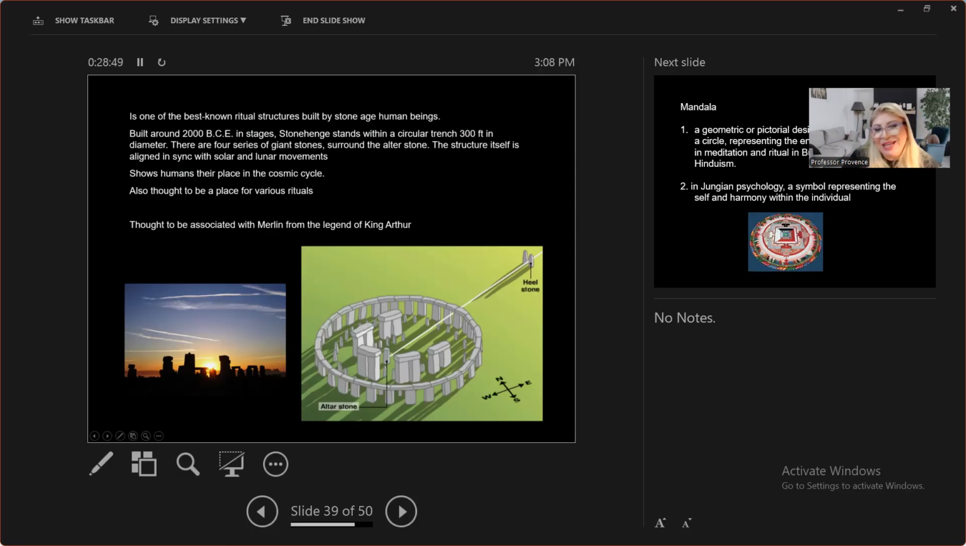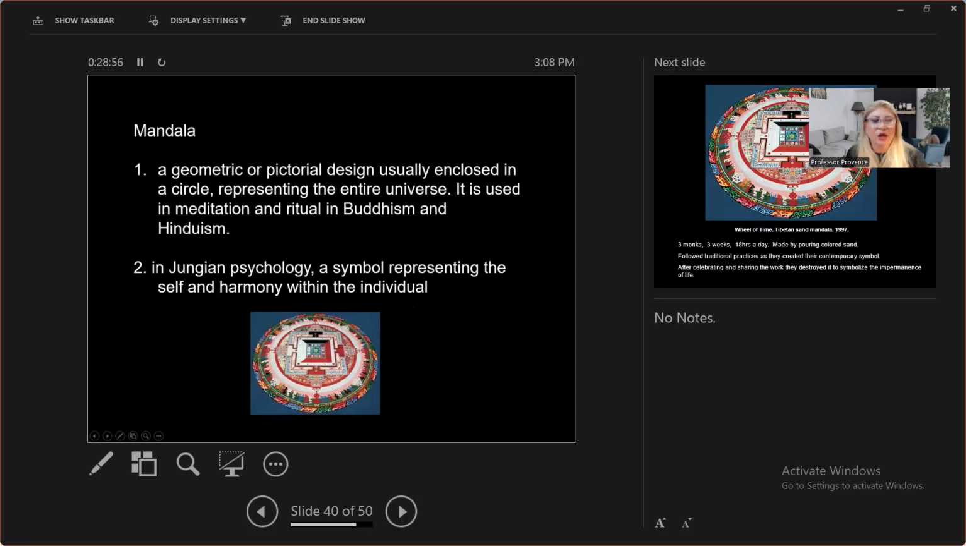Now, for your test, I want you guys to remember that it's associated with Merlin from the legend of King Arthur. Okay, so speaking of the circle, let's take another one as an example of art with the mandala.